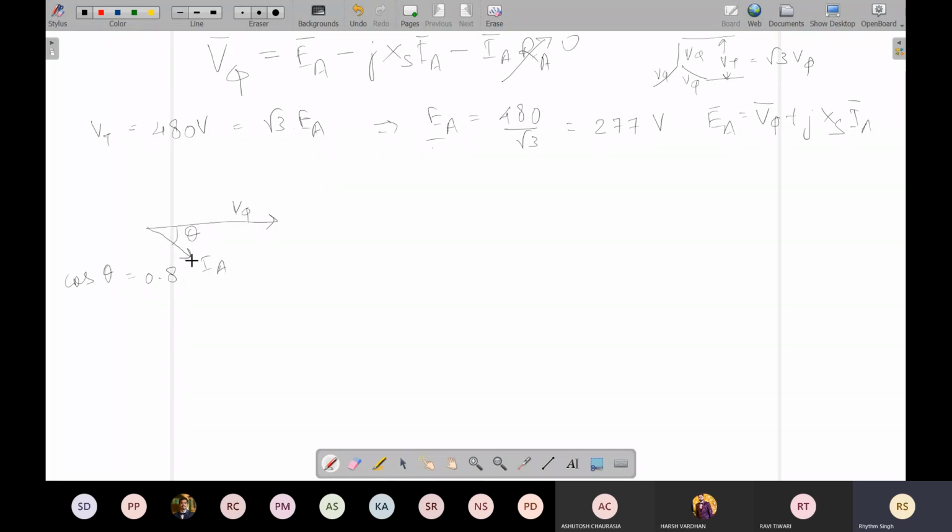And as everyone knows, for vector addition you can always move one vector from one place to another. So instead of drawing it here, we will keep its base at the tip of the Vφ vector, such that IA and jXs IA are perpendicular to each other. So this is your jXs IA. Now your EA becomes the phasor summation of these two. So this is your EA.